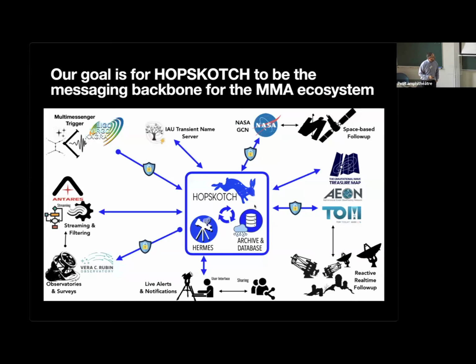So a little better picture of what I'm trying to say here is this Hopscotch Kafka stream, and we can talk about the database in Hermes a little bit later. But it acts as a central connection. It's a set of pipes between all of these different pieces of infrastructure that we have. And even on this diagram, which is not even remotely complete, you can already see how complex following up, say, a multi-messenger event actually is.